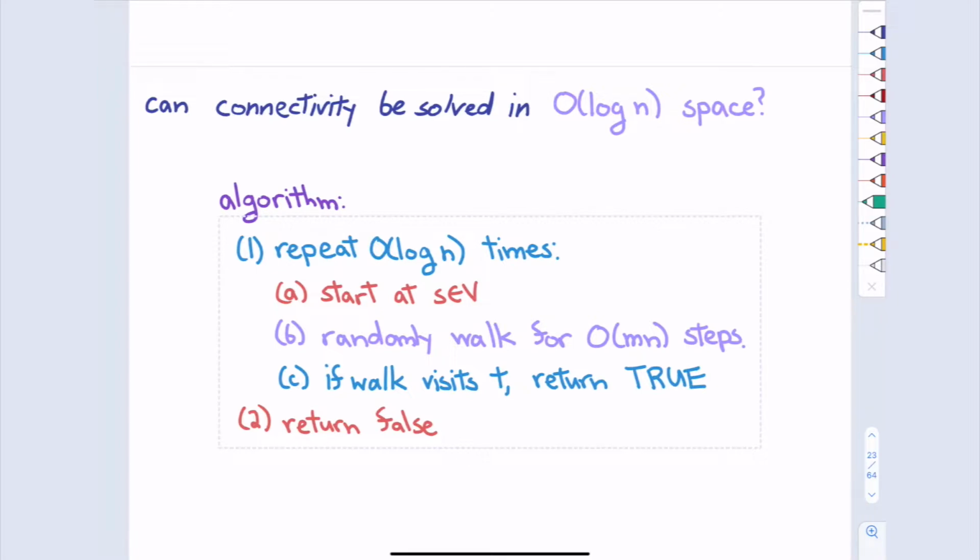So we'll show that the inner part, if S and T are connected, will succeed with constant probability. So the odds of failing log n times or so is very low. Okay, so you'll get a high probability of success if they were connected. Very simple algorithm, obviously. It's almost the only thing you can do in log n space, which makes you wonder how the hell we're going to do it deterministically in log n space.